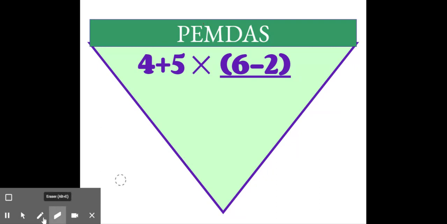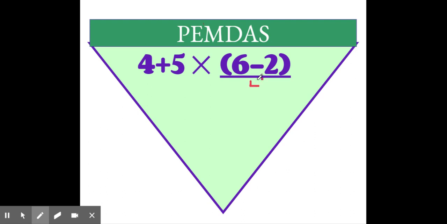Here is our next example. 4 plus 5 times (6 minus 2). If we are following the order of operations, which we should always do, we will solve what's inside of parentheses first. 6 minus 2. What is 6 minus 2? Yes, it is 4. So we mark off our parentheses. We don't have any exponents. We do have multiplication. We don't have any division. We do have addition and subtraction.